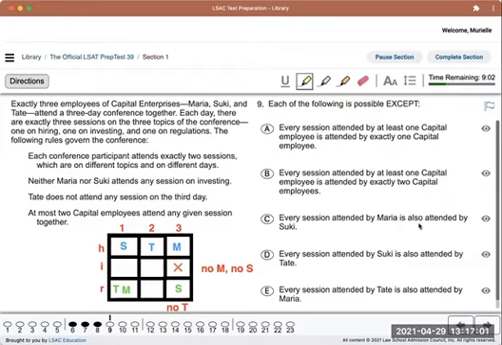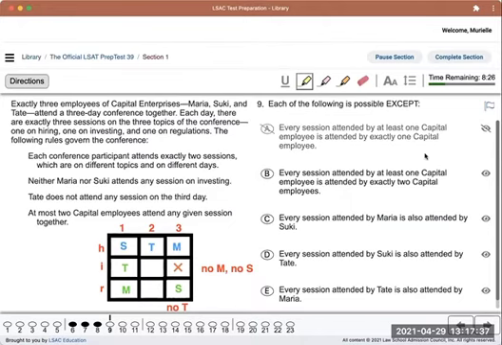Okay, each of the following is possible except. A, every session attended by at least 1 capital employee is attended by exactly 1 capital employee. So that would mean we split everybody up. Okay, so we could put T over here in investing, and that's totally possible. So we have to eliminate it. We're looking for the exception.